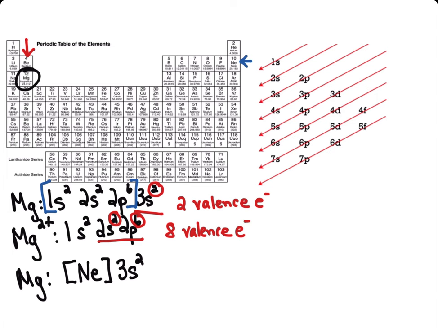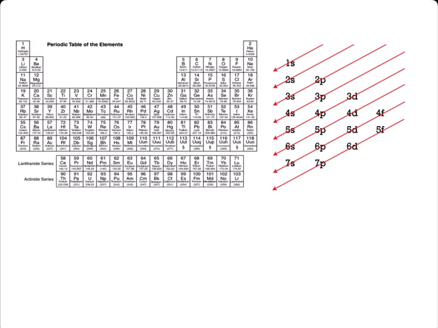Let's take a look at another example. Let's determine the electron configuration for bromine. We have to find bromine on the periodic table. Bromine is right there, and a neutral bromine has 35 protons, so a neutral bromine would have 35 electrons. You want to arrange those 35 electrons in the most energy efficient order. I'm going to use the Aufbau principle to help me with that order.